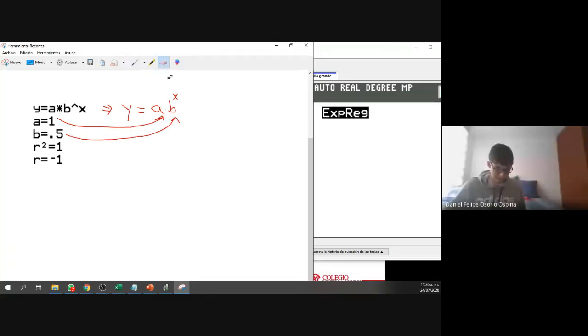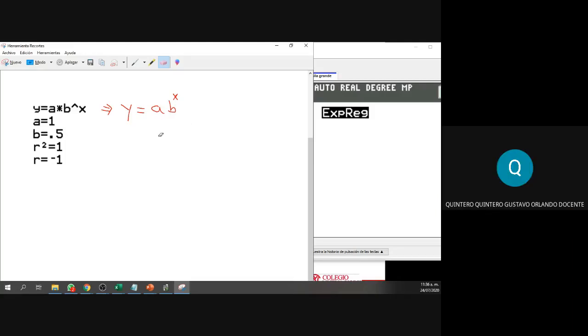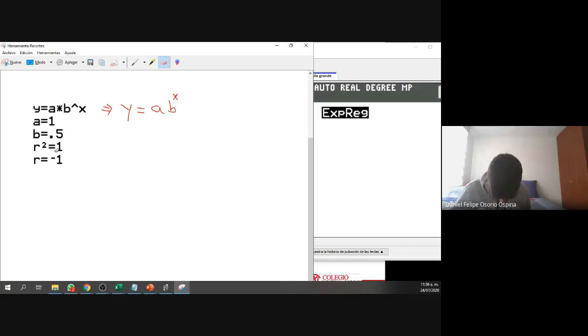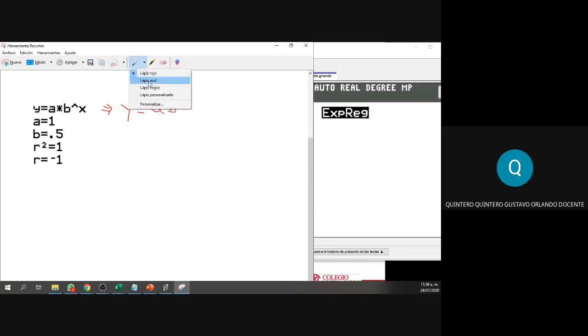Hey, teacher, I plotted in my calculator, but it doesn't give me the R's. Doesn't matter, Danny, doesn't matter. The R's are for some other thing that we're not using today. The R square and the R alone are useful things, but those don't matter for what we are doing today.